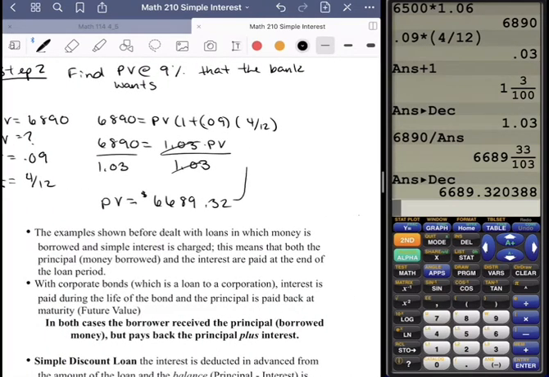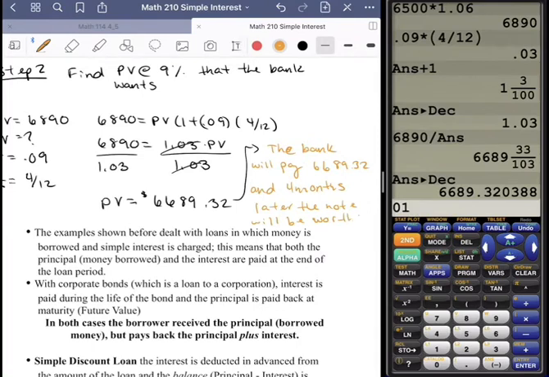So what does all this mean? It means that the bank will pay $6,689 with 32 cents, and 4 months later, the note will be worth $6,890.